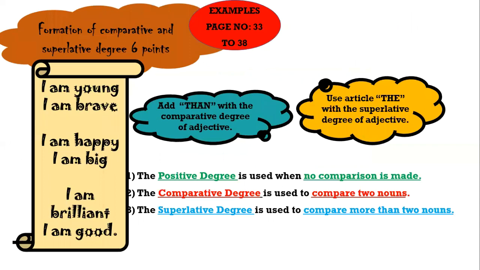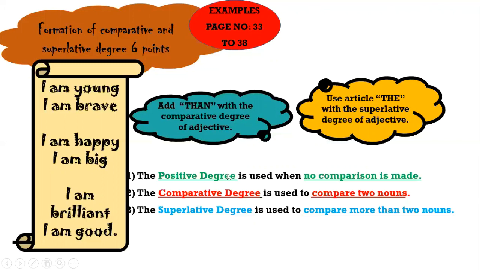Okay, so next thing we'll discuss is degrees of comparison, that is comparison of adjectives. These are the few points. I've just put everything into one picture so it'll be easy for you to remember. Always remember, with comparative degree you need to use than, and with superlative degree you need to add the.